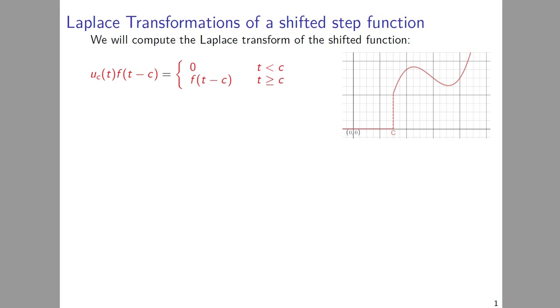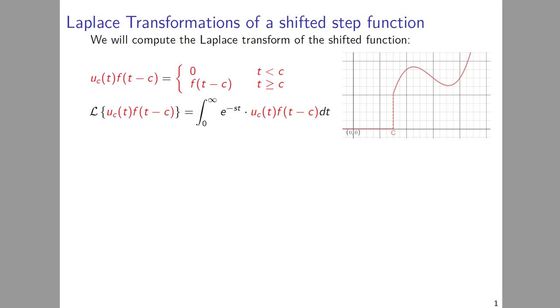To start computing the Laplace transform, we'll go back to our definition, which is that the Laplace transform of a function is the integral from 0 to infinity of e to the negative st times that function dt, where the function here is u sub c of t times f of t minus c. Now, since u sub c behaves differently before and after c, we'll split our integral up and do the integral from 0 to c plus the integral from c to infinity of e to the negative st times u sub c of t times f of t minus c dt.